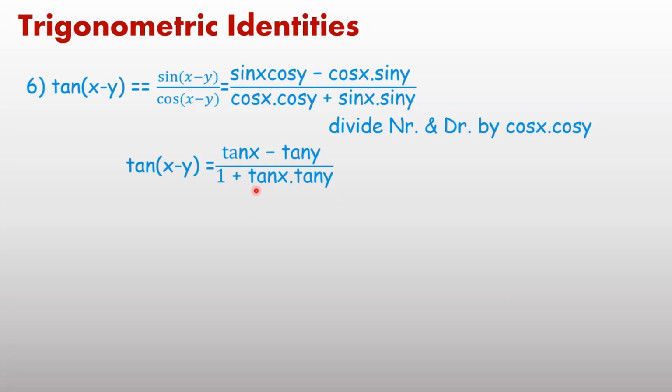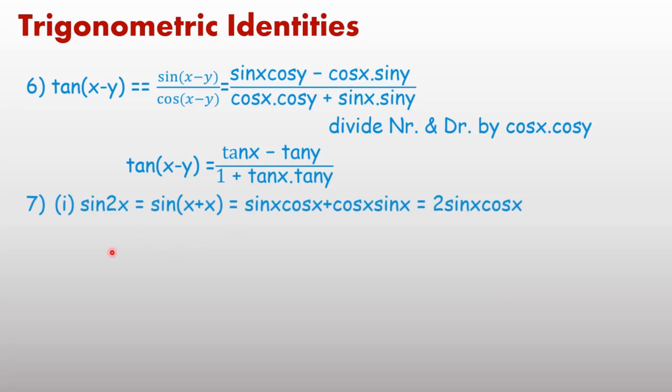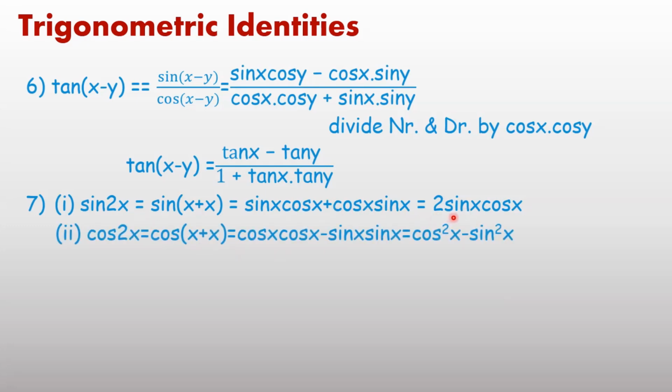First three identities you have covered are sin(x+y), cos(x+y), and tan(x+y). Next three: sin(x-y), cos(x-y), and tan(x-y). Now, next identity, sin 2x. Sin 2x we can write as sin(x+x). And the sin(x+y) formula you know: sin x cos y plus cos x sin y. But in place of y, x is written here. Therefore, sin x cos x plus cos x sin x, which is equal to 2 sin x cos x. Sin 2x identity is here: 2 sin x cos x.